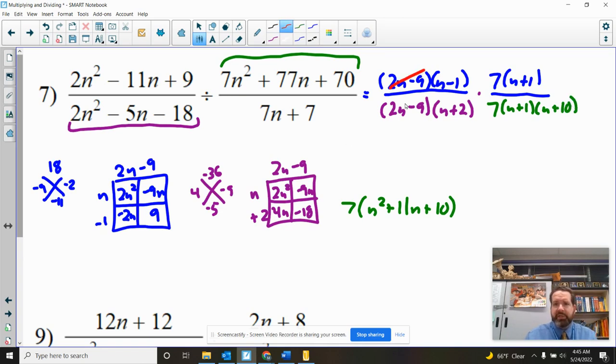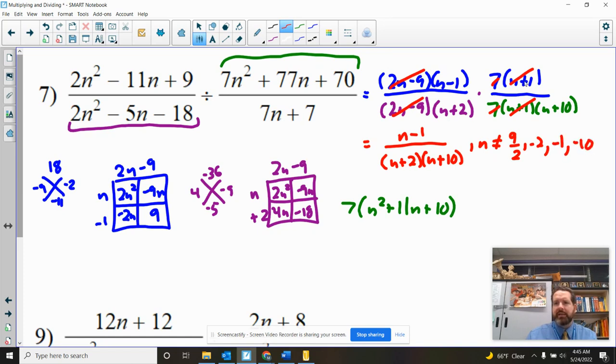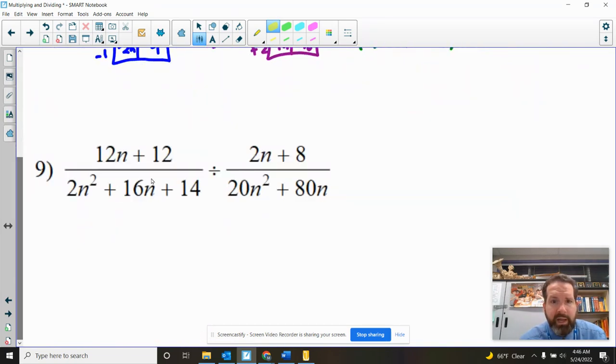Now let's reduce. Gone and gone, gone and gone, gone and gone. We're left with on the top just the n minus 1, but on the bottom, we've got n plus 2 and also n plus 10. Restrictions, make sure we go through everywhere. So n can't be 9 halves, n can't be negative 2, n can't be negative 1, n can't be negative 10, n can't be negative 1, but we already have it listed. Don't need to list it again. So reduced expression with restrictions. There is our answer.